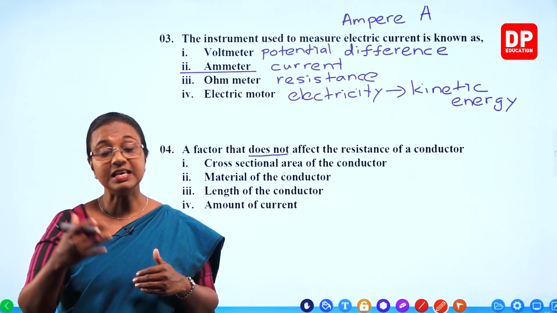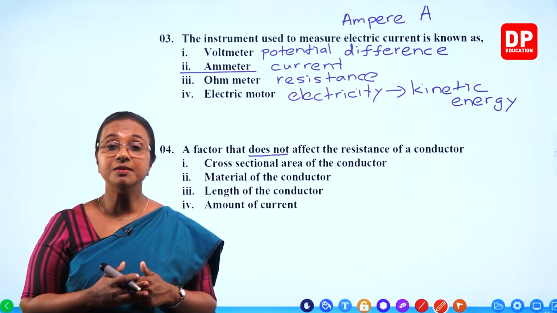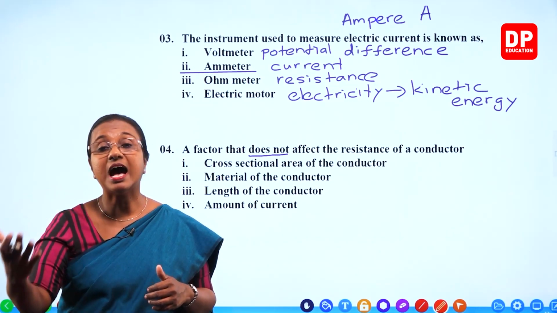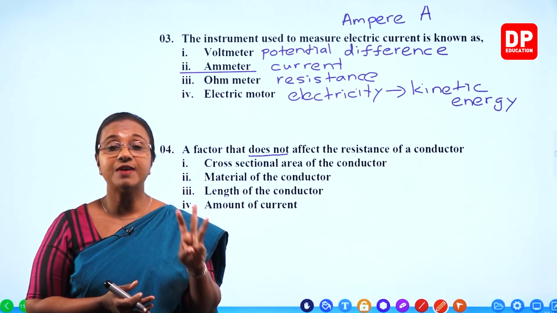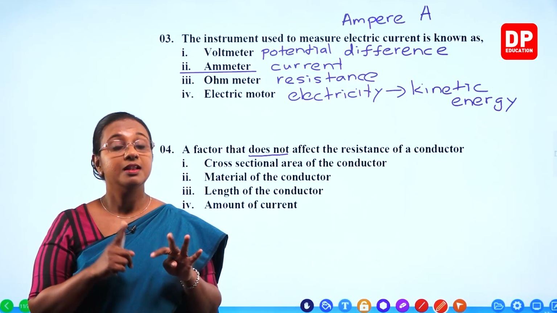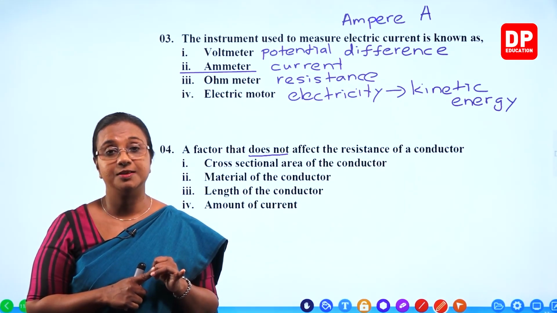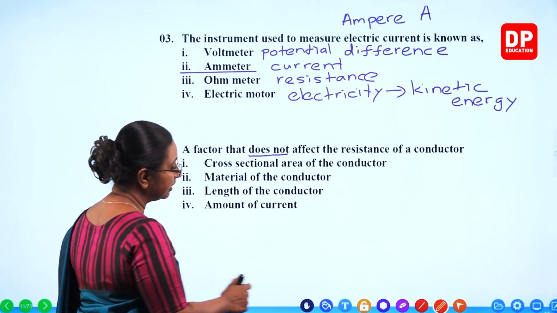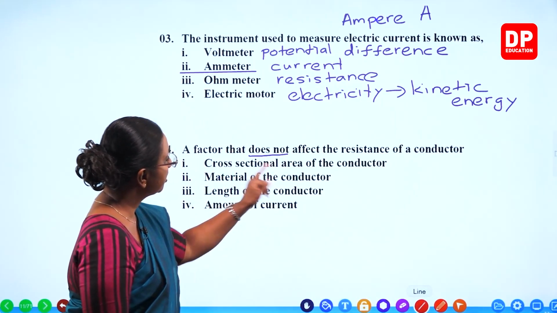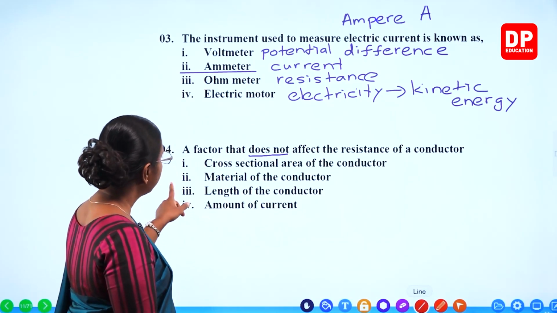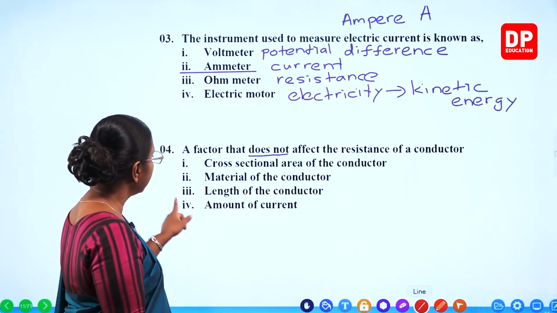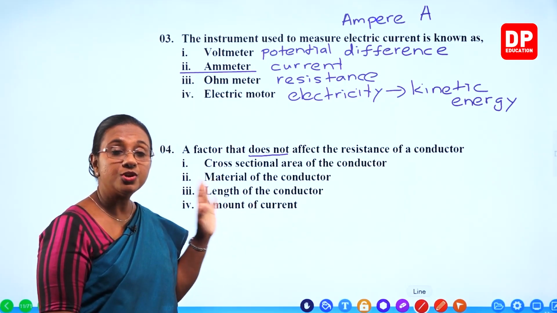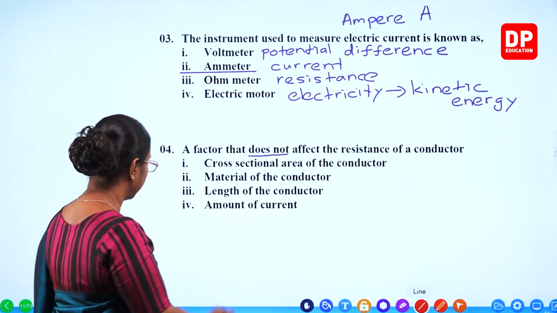That property is known as the resistivity of the material. So copper has less resistivity, nichrome has high resistivity. So 3 factors: cross-sectional area, length and resistivity. So a factor that does not affect the resistance. Cross-sectional area of the conductor, yes. Material of the conductor, yes. Length of the conductor, yes. Amount of current. That does not affect the resistance of the conductor.